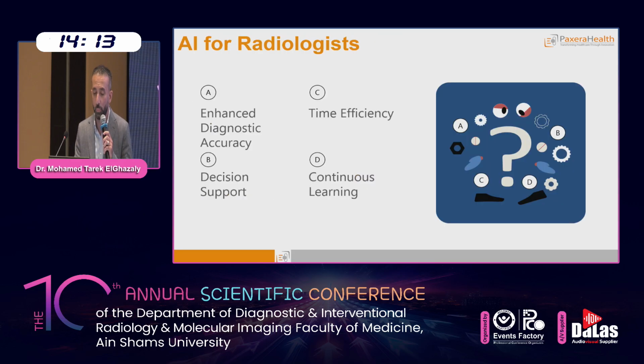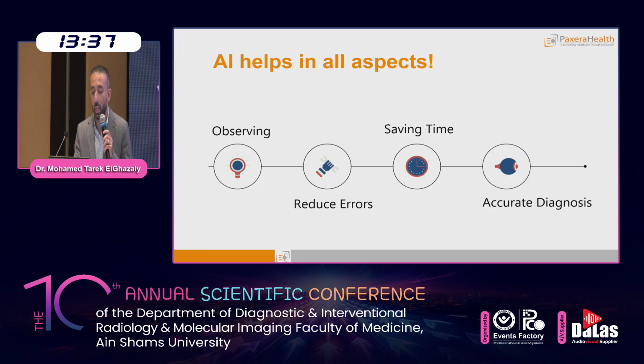Let's check this together. How does the AI support the radiologist by A, B, C, D. Let's take these points and try to explain them on the software and how we apply the AI on PACS. Enhance the diagnostic accuracy, time efficiency, okay, and decision support, and keep learning. At this point we will take some parts for continuous learning and how the AI learns from your steps in reporting and enhances the algorithms that you create or that are built into the AI. How the AI helps in all aspects.